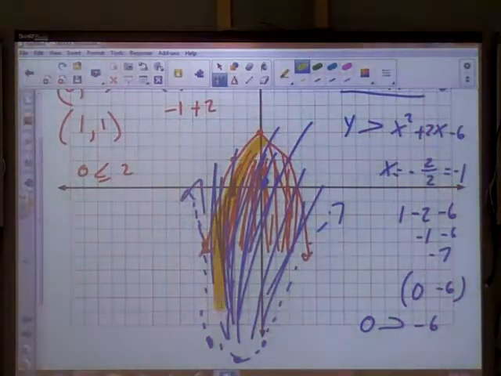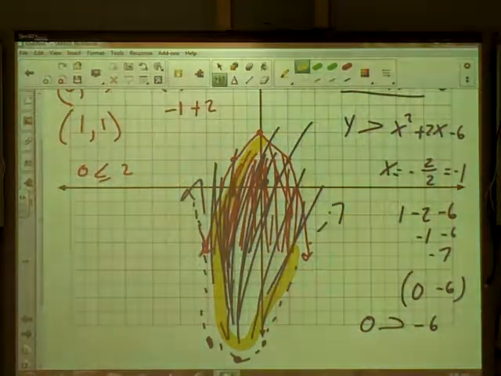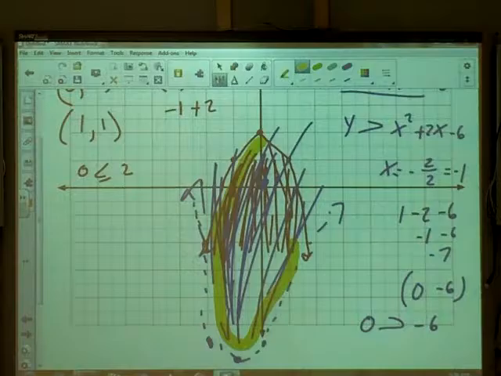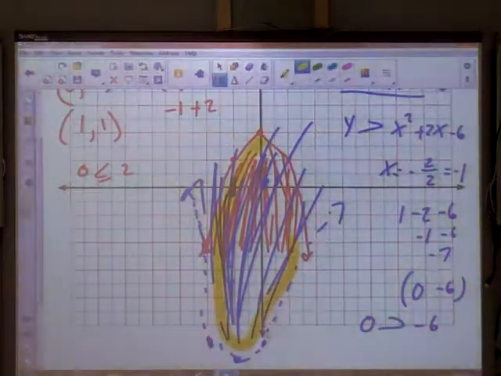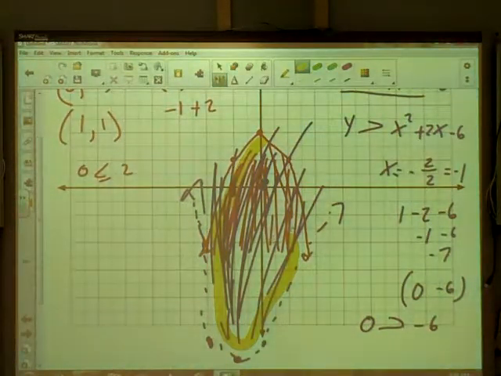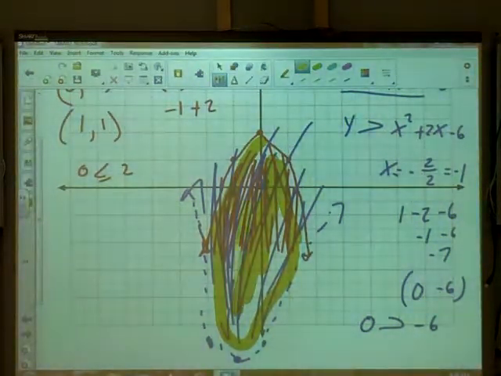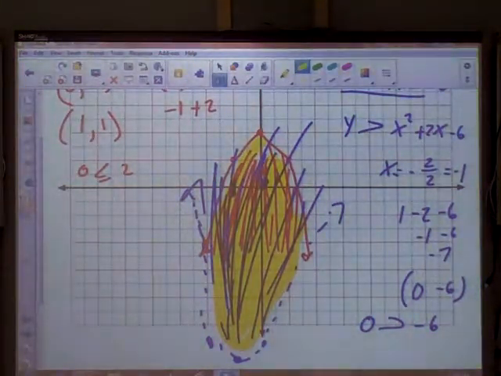So your other points were 0, negative 6, and 2, negative 6? No, can you use this? 0, negative 6, and negative 2, negative 6. So that blob of beauty is the answer.